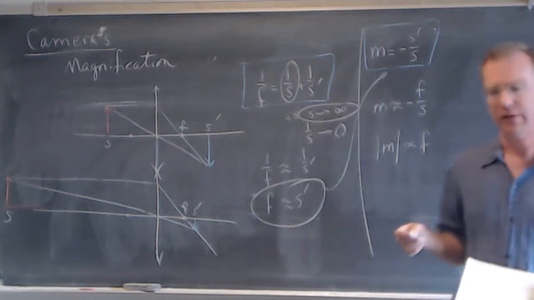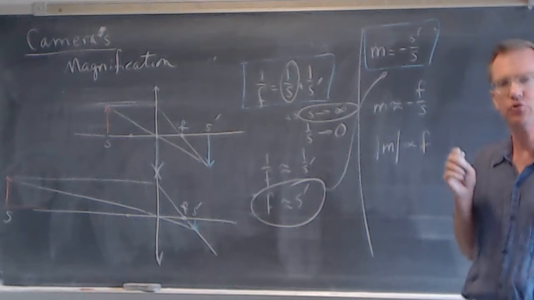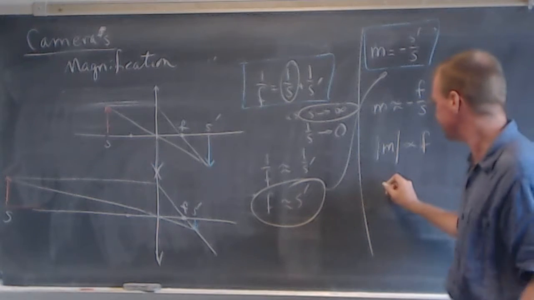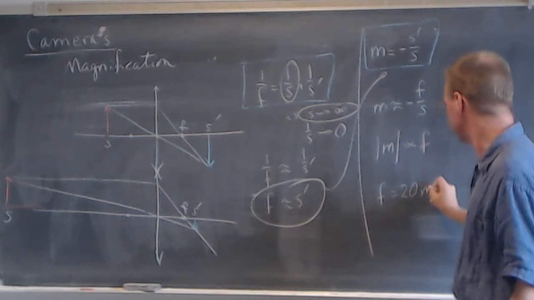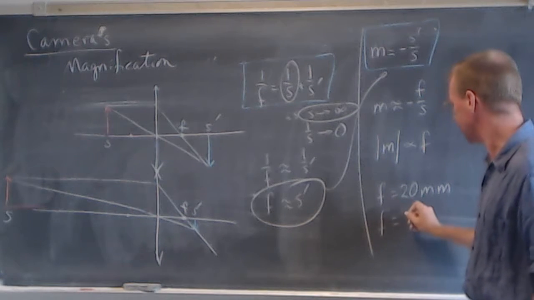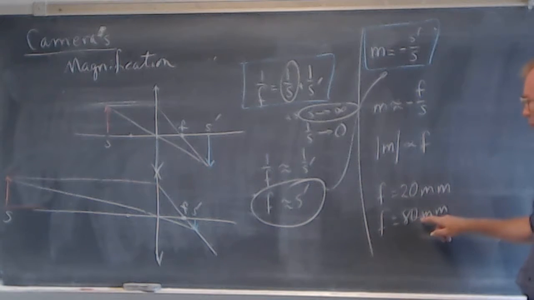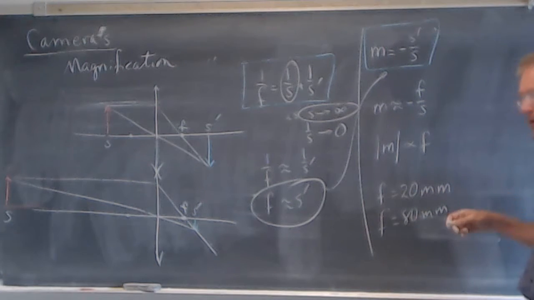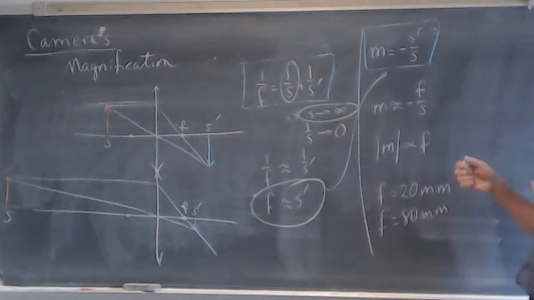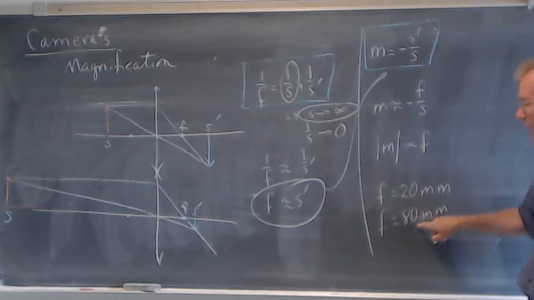So, this gives us a way of comparing lenses. We've got 2 lenses. One is a 20 millimeter focal length lens. And the other one is an 80 millimeter focal length lens. You know that the 80 millimeter focal length lens will give you a greater magnification than the 20 millimeter one. And for the object at the same distance, it's not really at infinity, it's just very far away, you can see that the magnification will be exactly 4 times as great for the 80 millimeter lens as the 20.